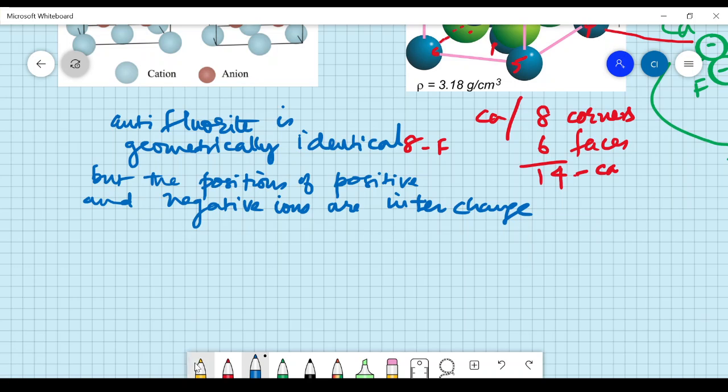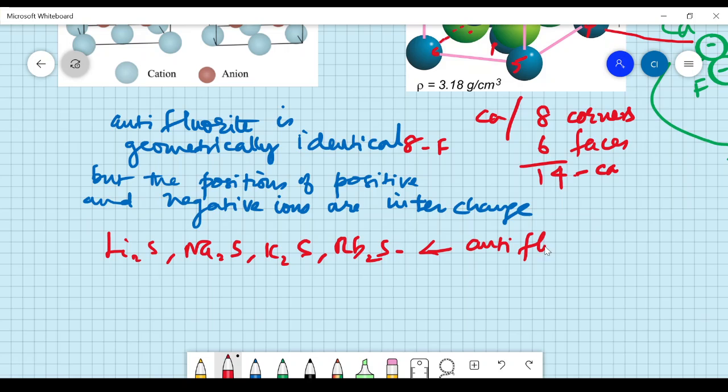For example, in the case of Li2S, Na2S, K2S, and rubidium sulfide (Rb2S), these have the anti-fluoride structure. You must mention it. This is a very important point there.